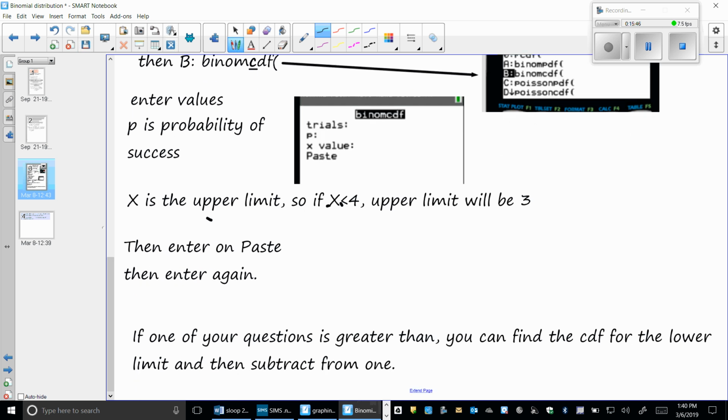Now, if one of your questions is greater than, then you can find the CDF for the lower limit and then subtract it from 1. So if it says find the probability that more than so-and-so, find the bit less than it and subtract from 1. Does that make sense?